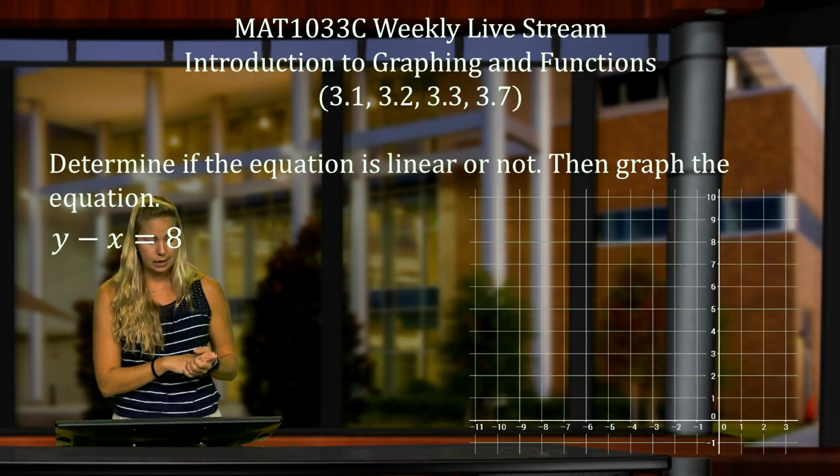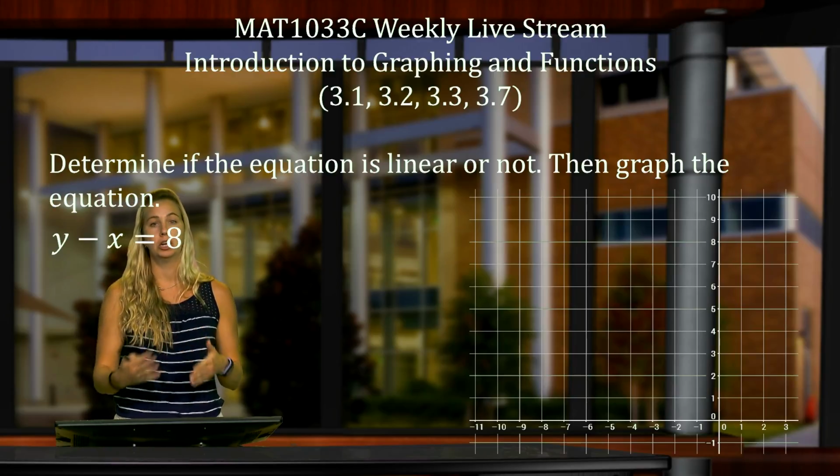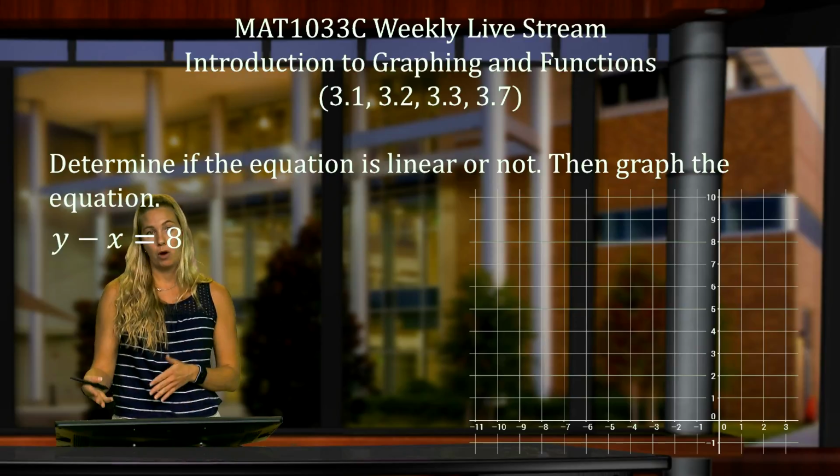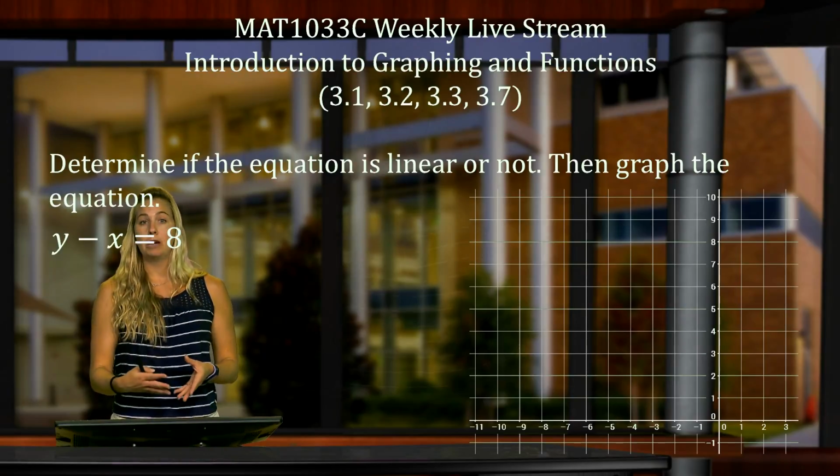So for this first example, we want to determine whether or not the equation is linear. Then we want to graph it. Now, to determine if it's linear, there are a few requirements. The first requirement is that it fits the form y equals mx plus b. That's our slope-intercept form. A second requirement is that it has a constant rate of change, which is our slope. And the third is that the graph is a straight line.